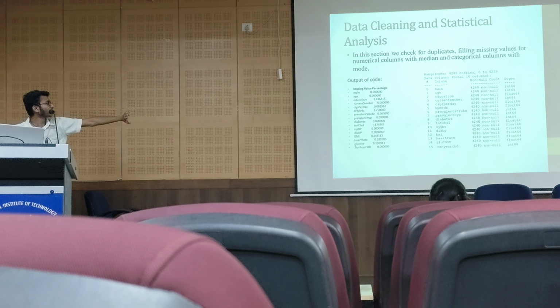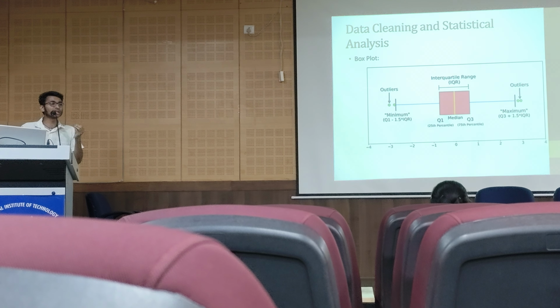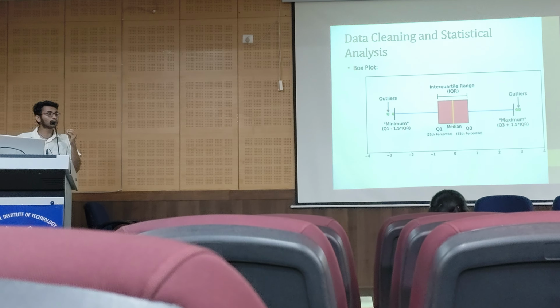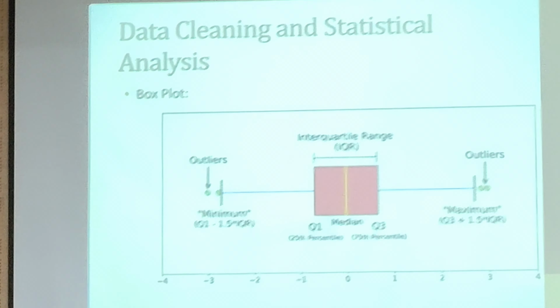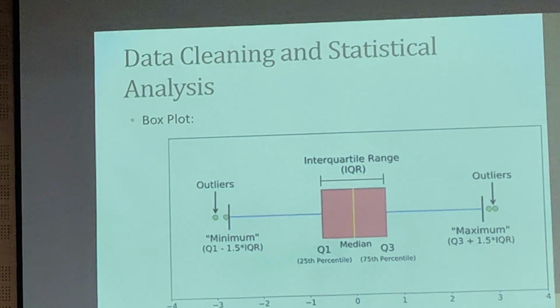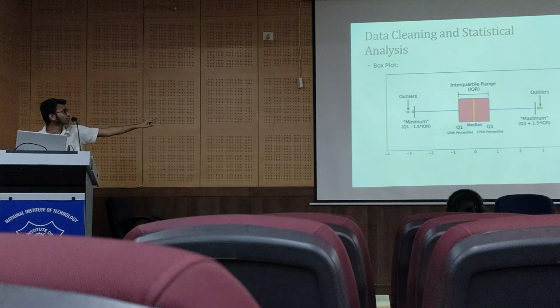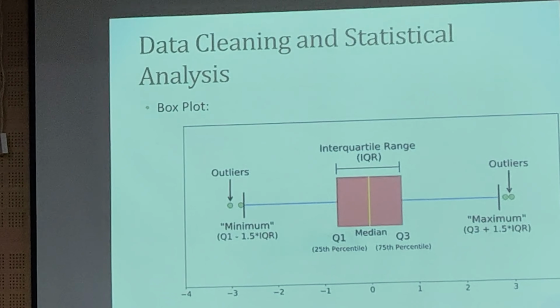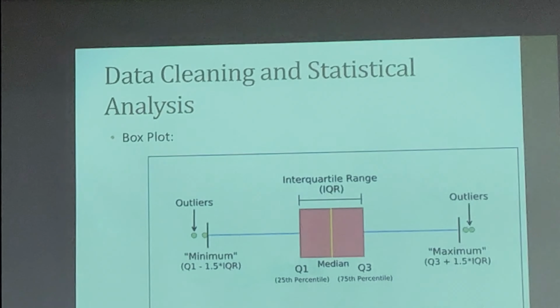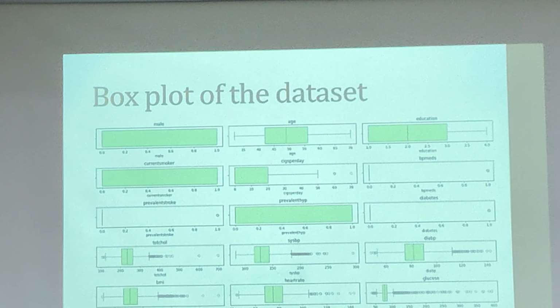Like that, I have filled the missing values, and then we have to understand the outliers present in the data. The box plot will help us find the outliers. If the data for a particular feature is more than Q3 plus 1.5 times the interquartile range, where the interquartile range is the difference between Q3 and Q1, then it is an outlier, and the minimum side is also an outlier.